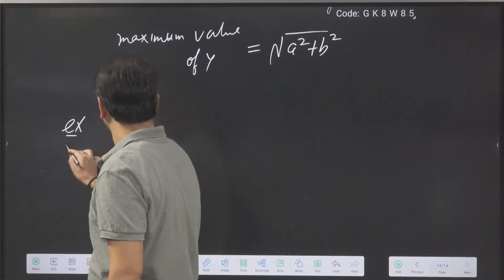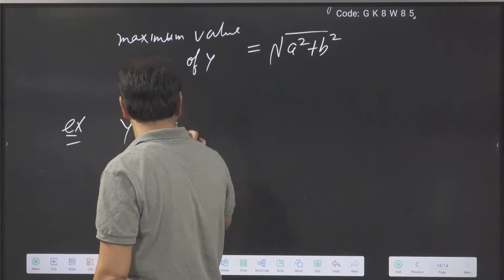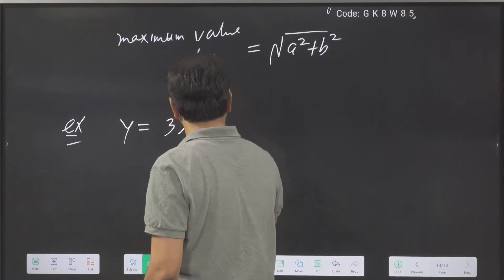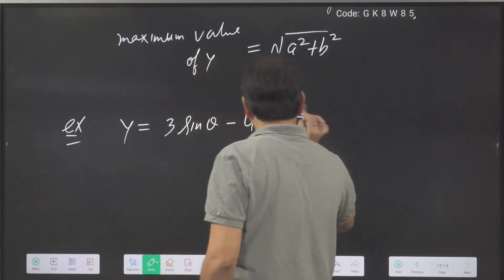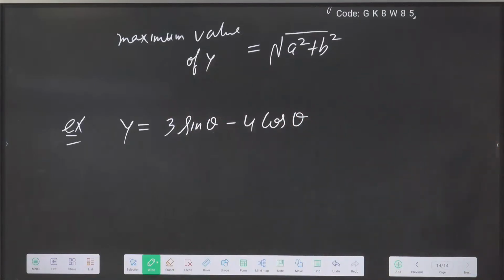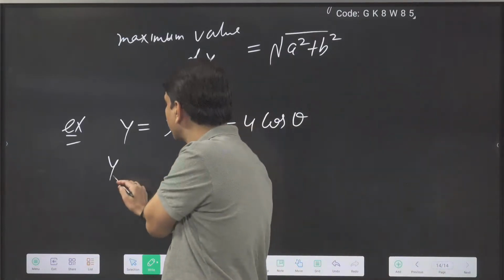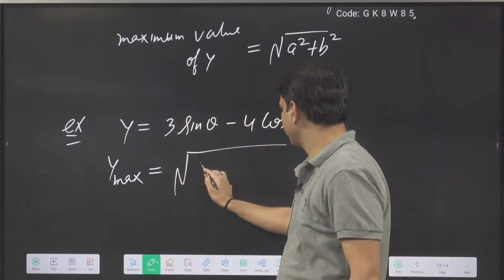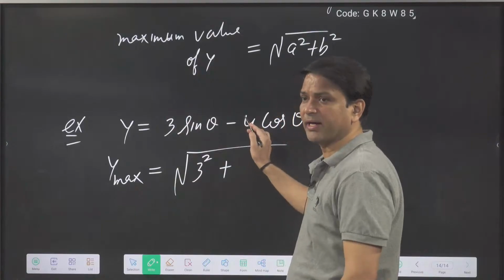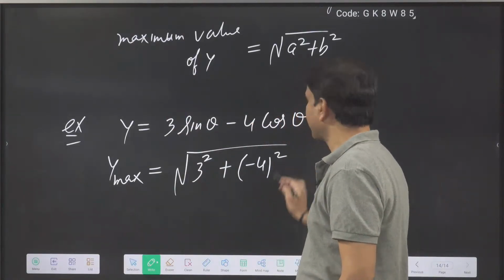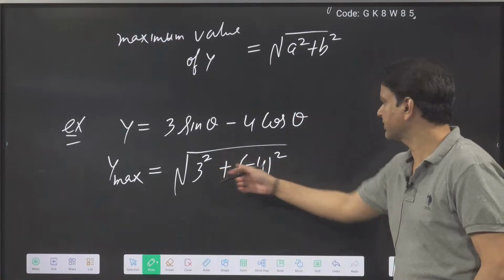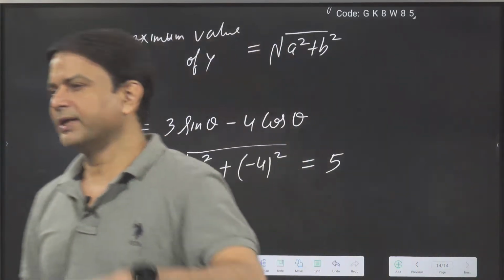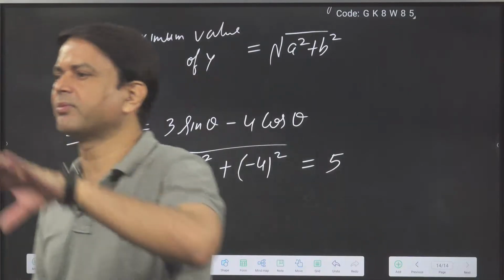So an example is, suppose I gave this function and I'm asking the maximum value of y. So what is the maximum value of y? Under root of a, I can take 3, so 3 square, and b I can take minus 4, so minus 4 square. Minus 4 square is 16. 16 plus 9 is 25, root 25, what will you get? 5. So the maximum value is 5. In the superposition of SHM also I will discuss the same concept. Okay.